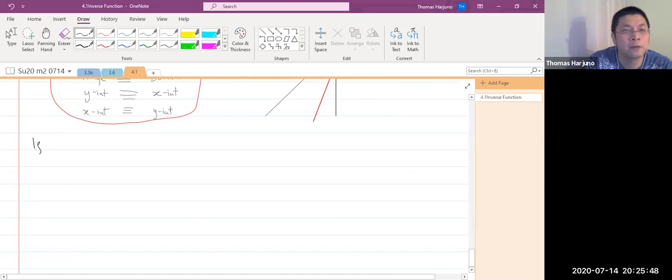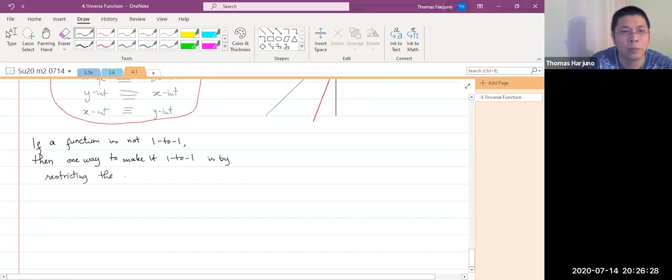Okay. If a function is not one-to-one, then one way to make it one-to-one, one method to make it one-to-one, is by restricting the domain.